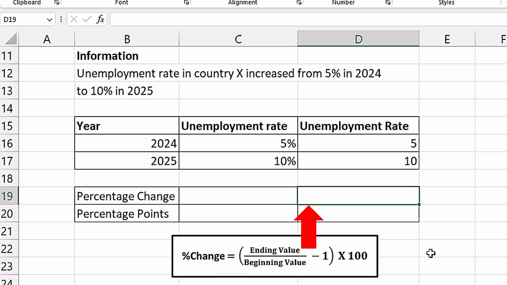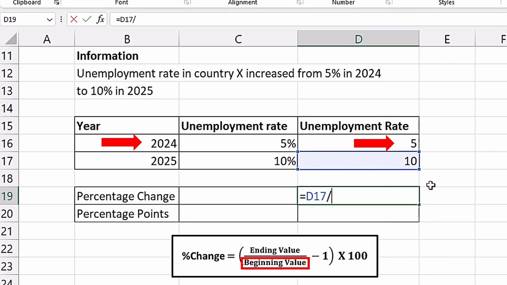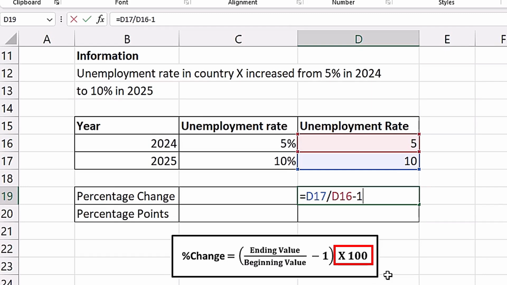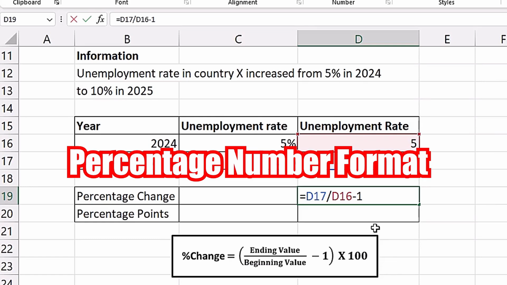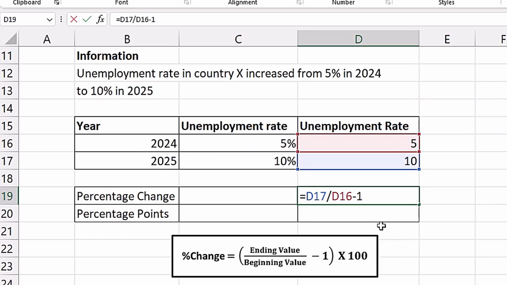So I'm going to do equals to the ending value. That is going to be our rate in the current period. For our case here, that is the rate in 2025. So I'm going to click on this. Divide by the beginning value. That is going to be the rate for the previous period. That is this rate here, then minus 1. Now, to express this as a percentage, you need to multiply it by 100. But in Excel, instead of multiplying it by 100, you simply need to give it the percentage number format, and that will actually multiply it by 100, and it will display it with a percentage sign.